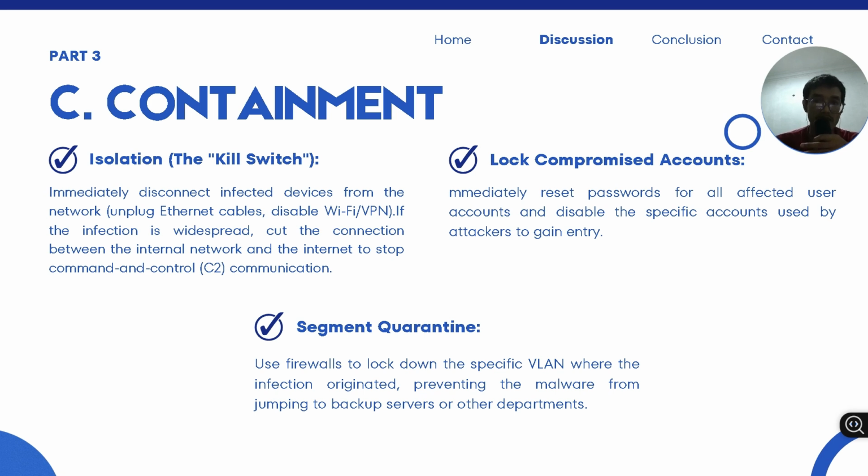And the third one is segment quarantine. So what is segment quarantine? We use a firewall to lock down the specific VLAN that is infected. This can prevent the malware from jumping to the backup server or other departments.